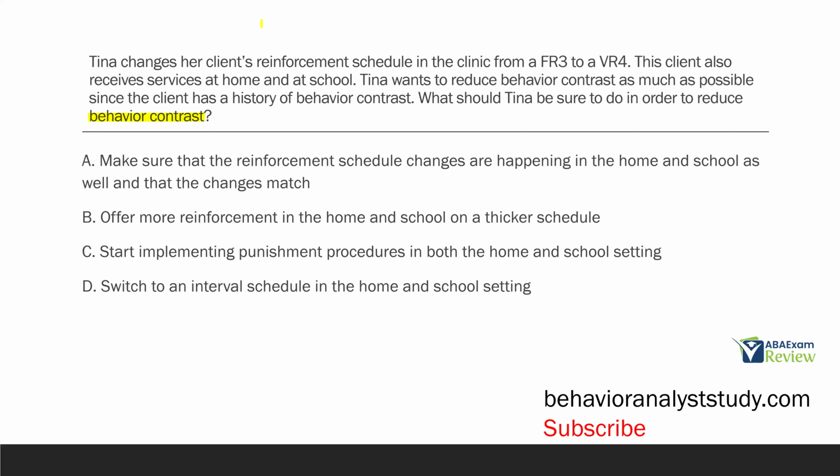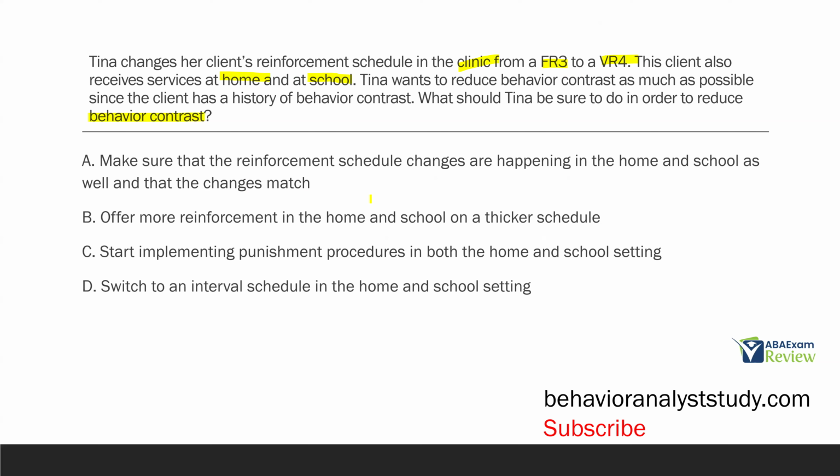In this case, Tina has changed the schedule, or thinned the schedule, in the clinic from an FR3 to a VR4. So she thinned it pretty strongly, meaning the client's going to work a lot harder for reinforcement in the clinic. Now, the thing is, the client also gets services at home and school. Since Tina already knows behavior contrast is an issue with the client, what does Tina need to do to try to reduce that contrast as much as possible?